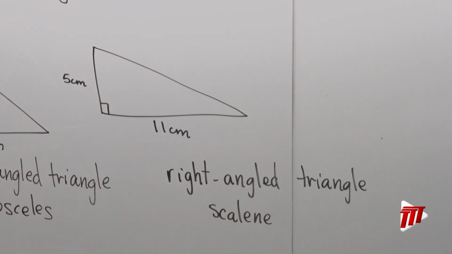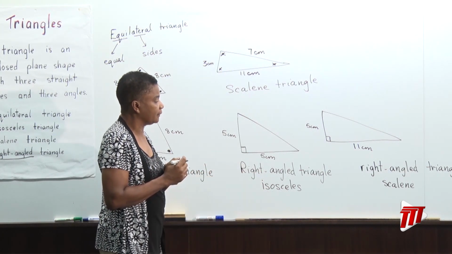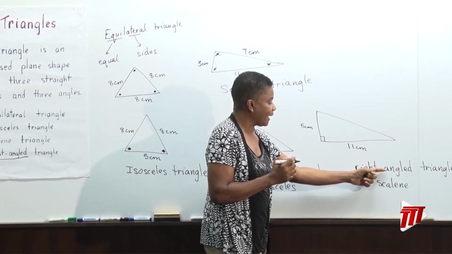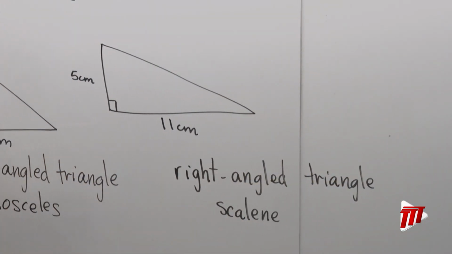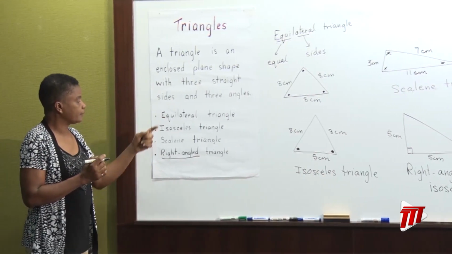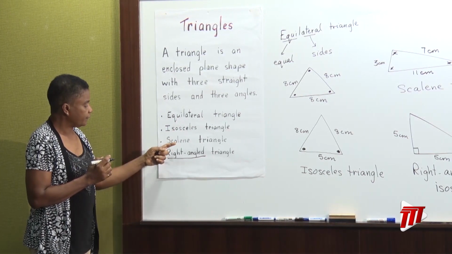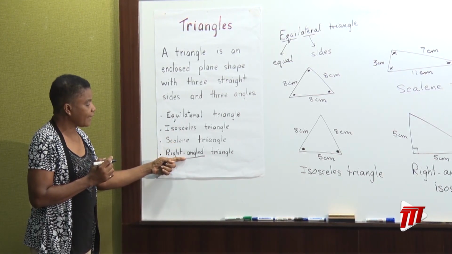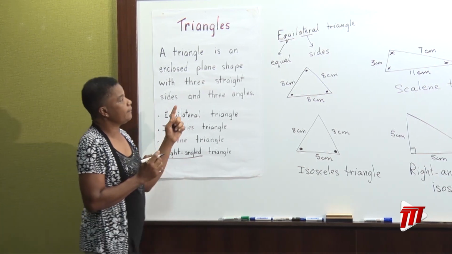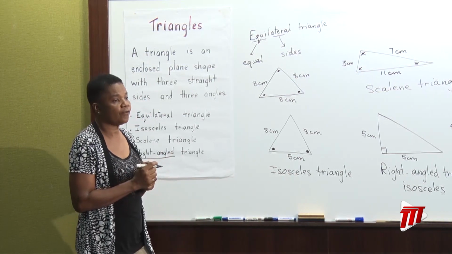So we have to be very careful that we can have a right angle isosceles triangle as well as a right angle scalene triangle. So we have gone through the 4 types of triangles: equilateral, isosceles, scalene, and right angle triangle. I want you to keep these in mind as we go about our questions to follow. So let's have a look at our first question.